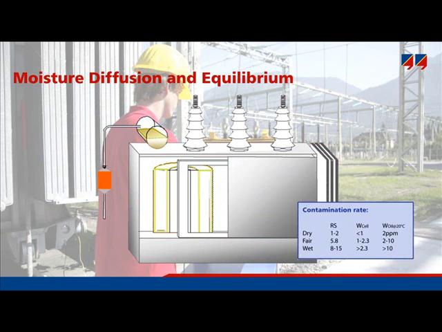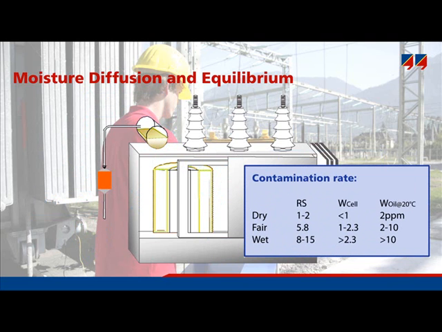Some examples of contamination levels. A new transformer will have a relative saturation of below 2%, which means water content in the solid insulation is less than 1%. Under wet conditions, there is a relative saturation of more than 8%, maybe 15%, even 30%. Thus, the moisture content in cellulose will be 2.3% or more.